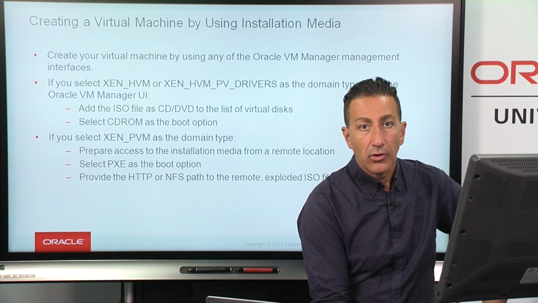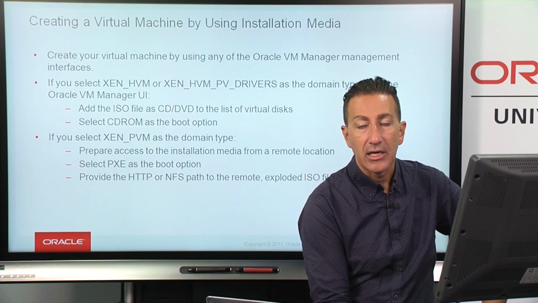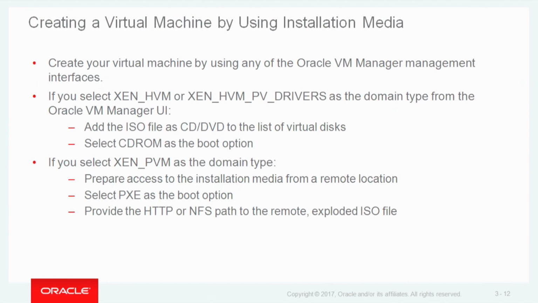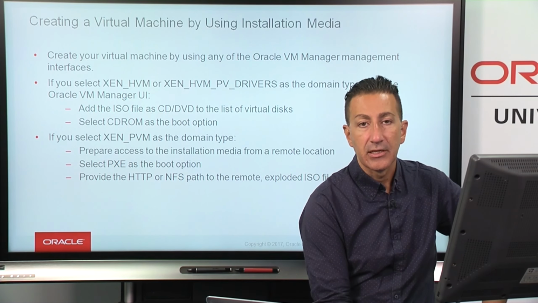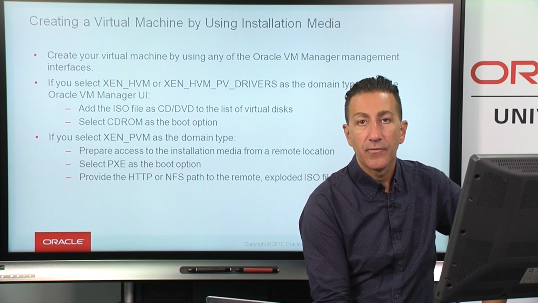Okay, for creating a virtual machine by using the installation media, you create a virtual machine by using the Oracle VM management interfaces. So you could use Enterprise Manager, the Oracle VM user interface or the Oracle VM command line interface. Well, after that, because remember only hardware virtualized or hardware virtualized with paravirtualized drivers is supported, you need to select this virtualized mode, right? The xen_hvm or the xen_hvm_pv_drivers domain type from the Oracle VM Manager user interface.